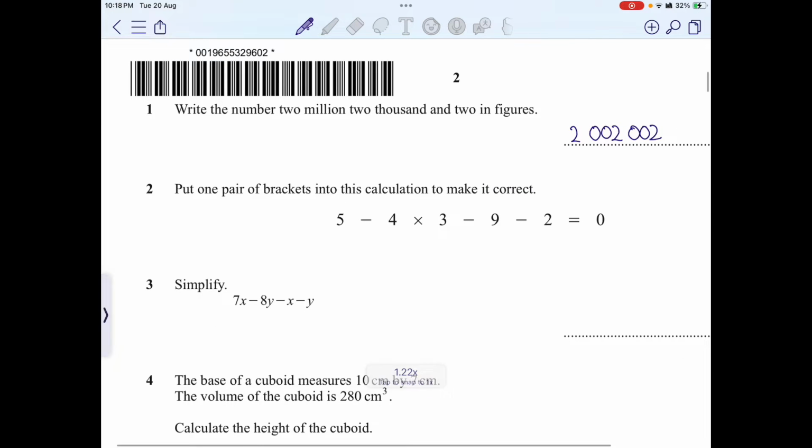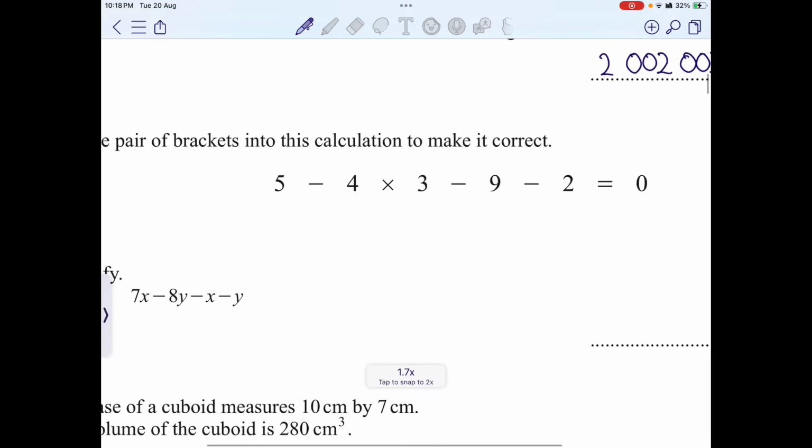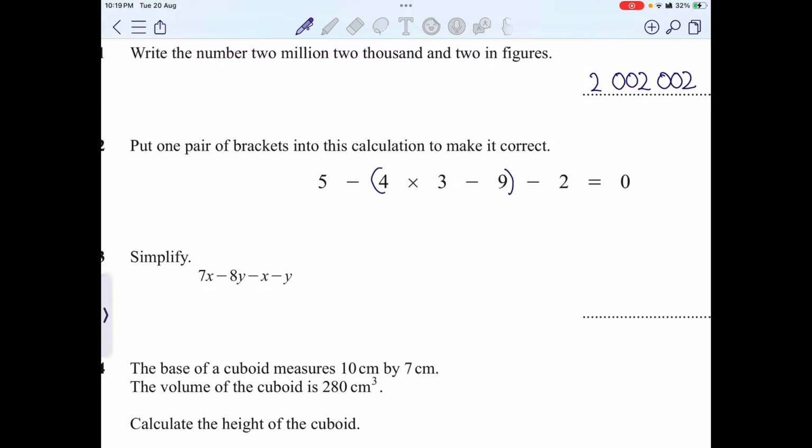Then it says put one pair of brackets into this calculation to make it correct. Now this is a pretty tricky question, and here what you have to do is work out where you would put it. I've seen this question before, and basically it is trial and error. But if you see here, 4 times 3 is 12. 12 minus 9 is 3. And 5 minus 3 is 2. And 2 minus 2 is 0. Therefore, this would be the right answer.